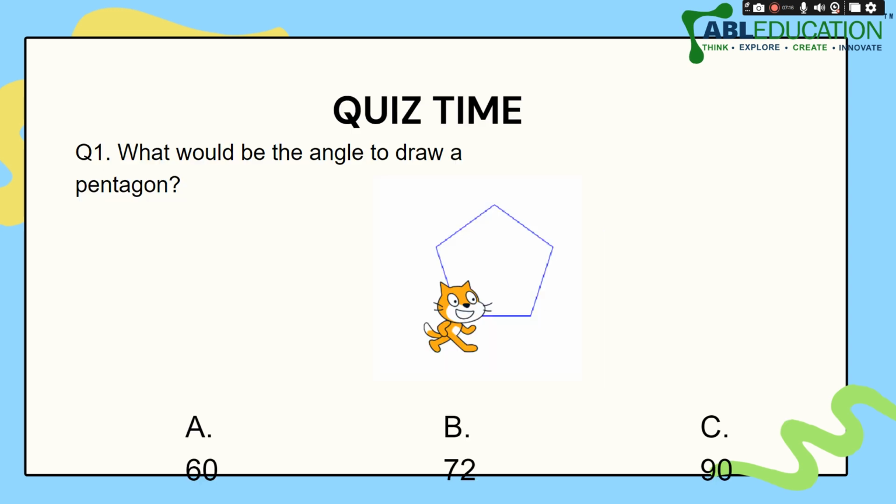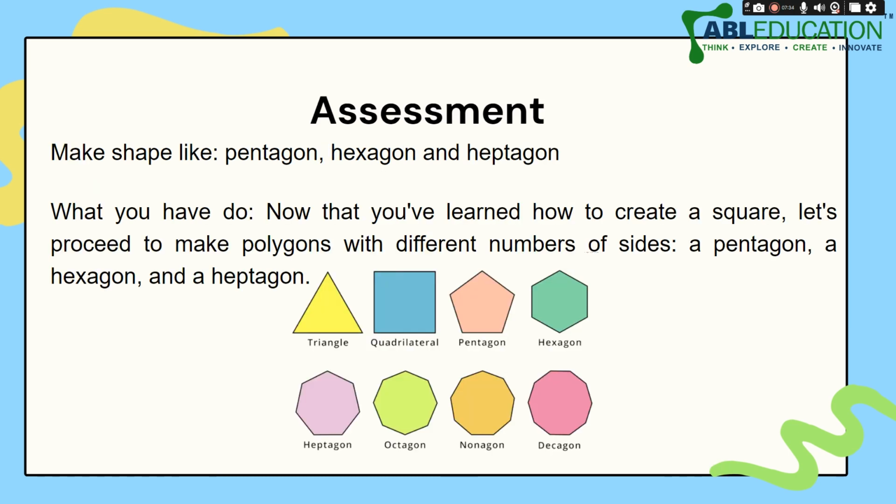What would be the angle to draw a pentagon? A pentagon is how many sides? If you look back, you can see a pentagon has 5 sides. And what was the formula? 360 divided by the number of sides. So what is 360 divided by 5? It is 72. So the correct answer would be 72.